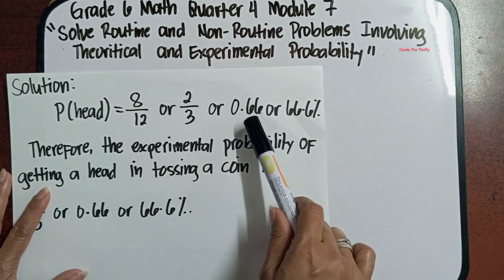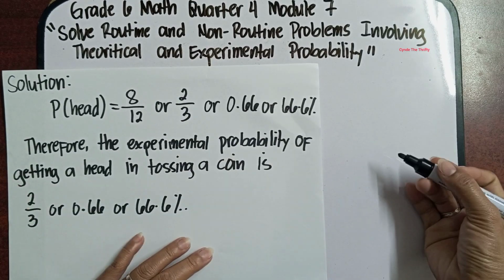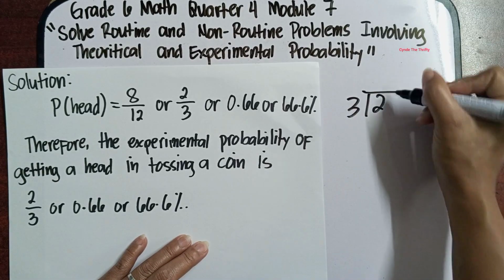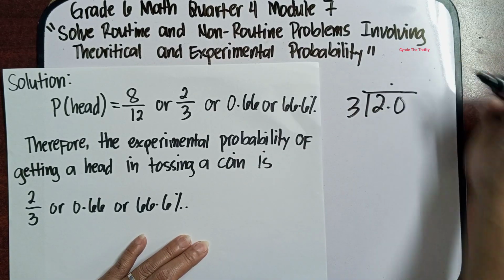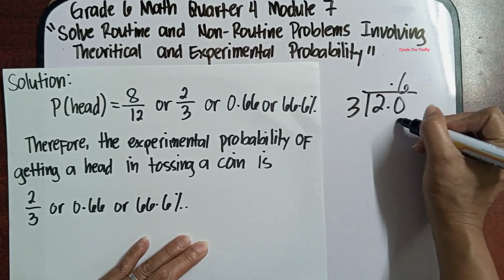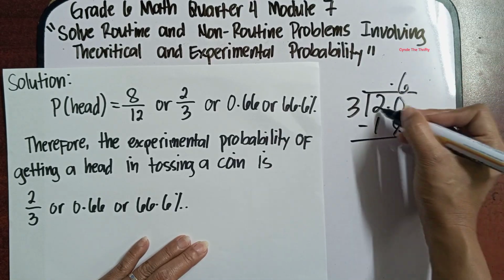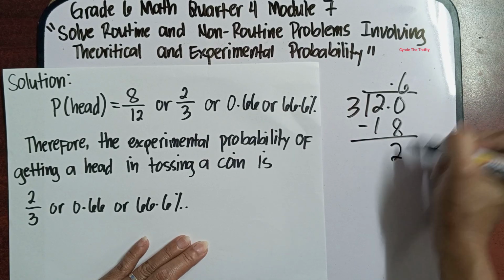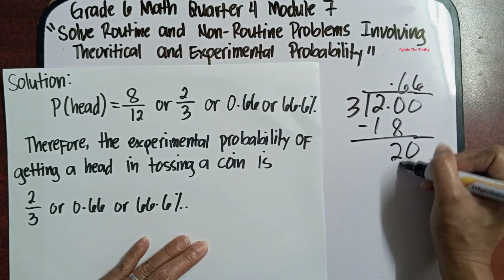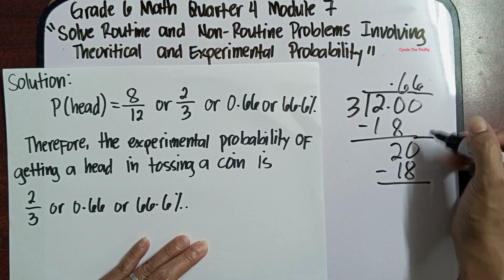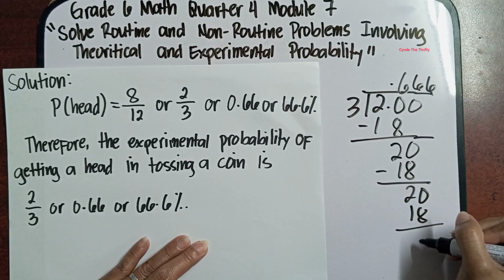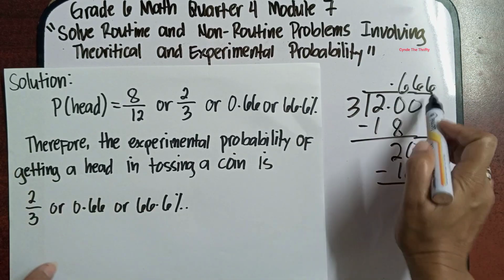So, bakit 0.66? I-divide natin si 2 at si 3. So, 2 divided by 3, hindi pwede. So, magdagdag tayo ng 0, decimal na. So, 20 divided by 3 is equal to 6. 6 times 3 is equal to 18. Subtract. 20 minus 18 is equal to 2. Dagdag another 0. 20, so 6. Paulit-ulit lang tayo. Same lang kanina. And then dagdag another 0 tayo. So that is 6 again. And then 18 and so on and so forth. So hindi siya matatapos. So kukunin natin itong 0.666.